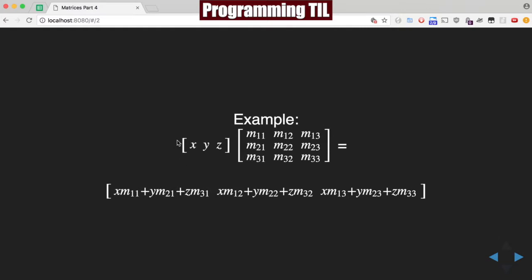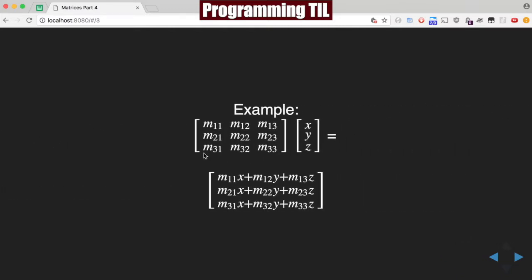So first of all, we have this row vector times this matrix, and this is the solution to that problem. As you recall, this 1 by 3 matrix, also known as a vector, can be multiplied by a 3 by 3. And you'll see how we have M11, M21, M31 as the first values, etc.